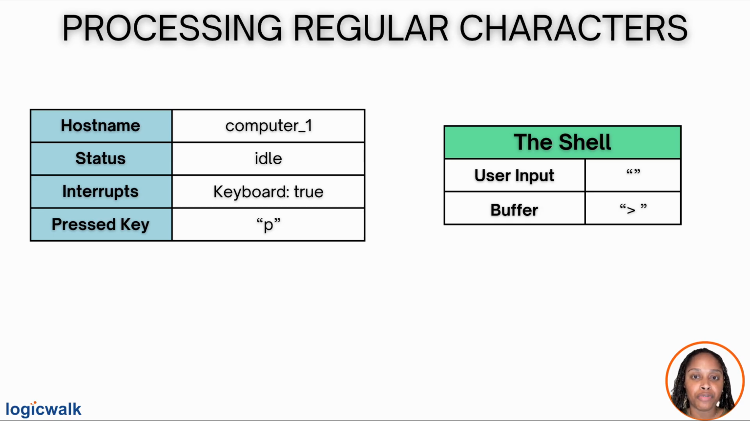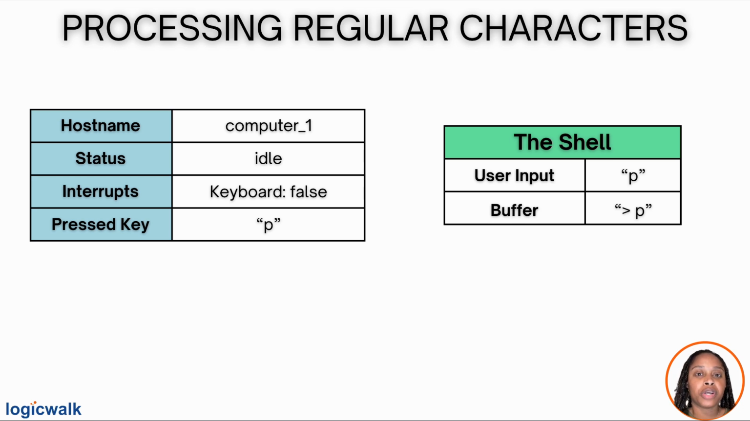In response to this key press, the Logic Walk OS updates as follows. The host name and status remain the same. The keyboard interrupt resets to false. The pressed key is still recorded as P, and both the shell's user input and buffer update to include P. The keyboard interrupt will remain false until the user presses another key.